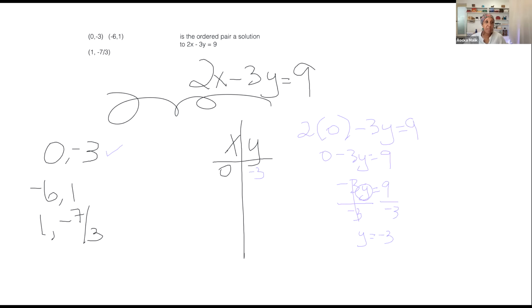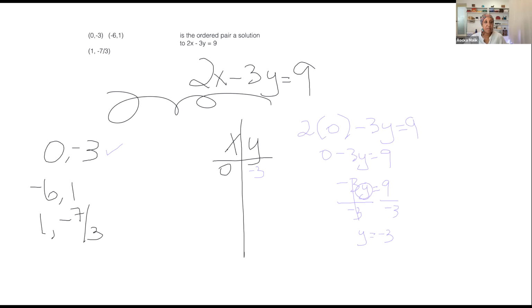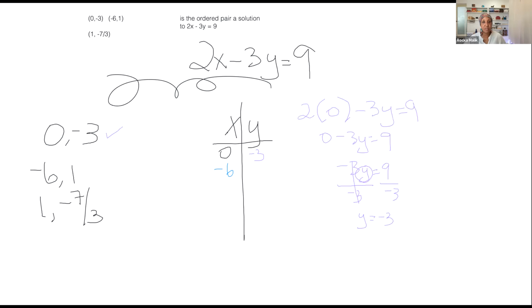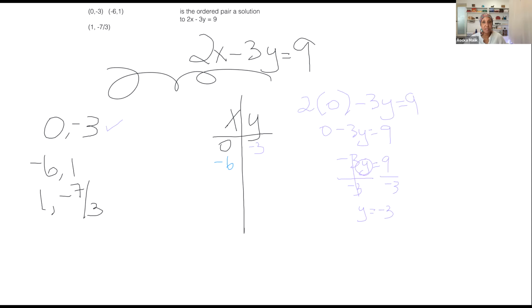And now we'll do the same thing and check this -6, 1. This is -6, and we want to see what that equals when we plug it in. So 2 times -6 minus 3y equals 9.